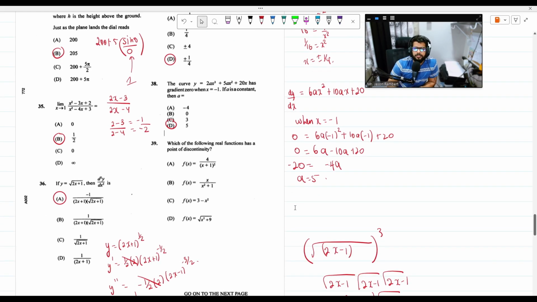Which of the following real functions has a point of discontinuity? So once we have a denominator that could be equal to 0, then we will have a point of discontinuity, right? These two here are going to be problems, right? So let me check and see which one will give us an answer for that problem. If x squared plus 1 is equal to 0, x is equal to plus or minus the square root of minus 1. So that's not giving my answer, so the answer for 39 is A. The point of discontinuity will occur when x is equal to negative 1.